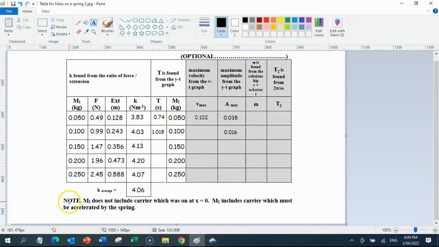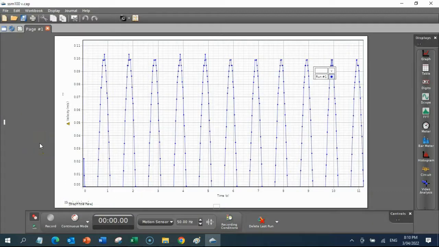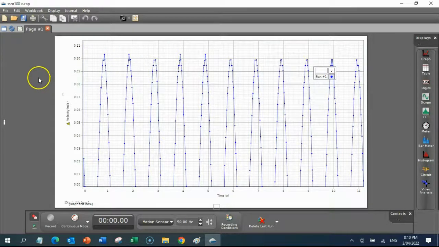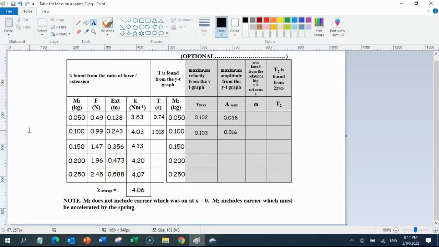Now we've got to get the velocity. So here's the stretched out velocity graph. And if I go up here, I can have a look at this and notice that it's 0.10, maybe 3. So we'll record that in the table for the maximum velocity. So there's the figure for the maximum velocity of the 100 grams. Now, of course, it's the 150.